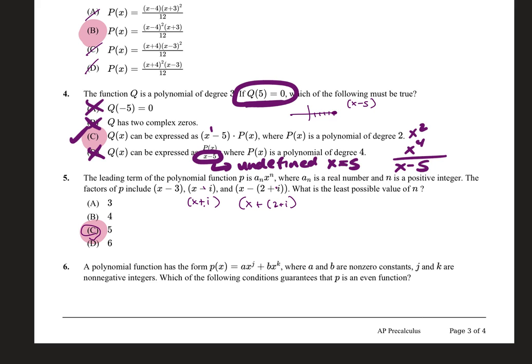5 says the leading term of the polynomial function is a_n x to the n, where a_n is a real number and n is a positive integer. The factors of p include x minus 3, x minus i, and x minus 2 plus i. What's the least possible value of n? Well, if you have x minus i, that means you also have x plus i. If you have x minus 2 plus i, you also have x plus 2 plus i. So now you have 5 roots, okay? You might have more, but it says what's the least, which would be 5.